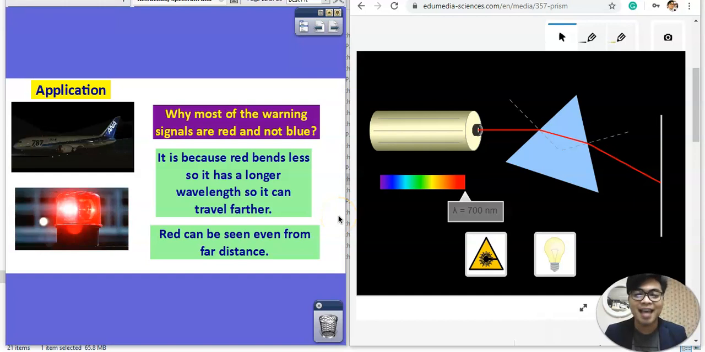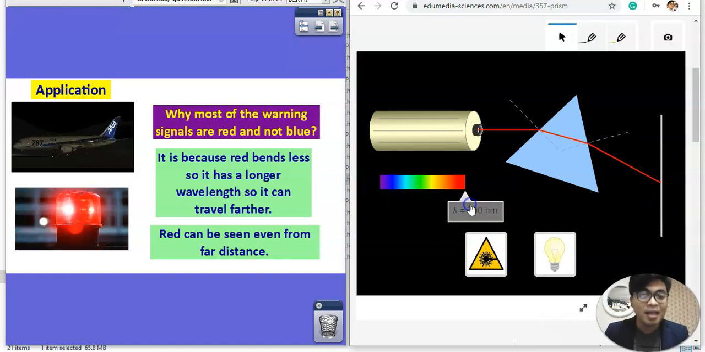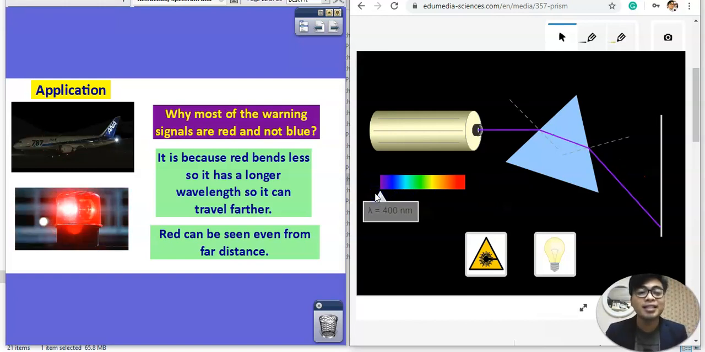So we can say that red can travel a very far distance compared to blue, which is why red is used. Let's take a look again. Red has a 700 nanometer wavelength compared to blue, which is only 400. That means red has a longer wavelength, so the light can travel farther than blue. So if you want a warning signal that people can see even from really far, use the red color instead of blue.